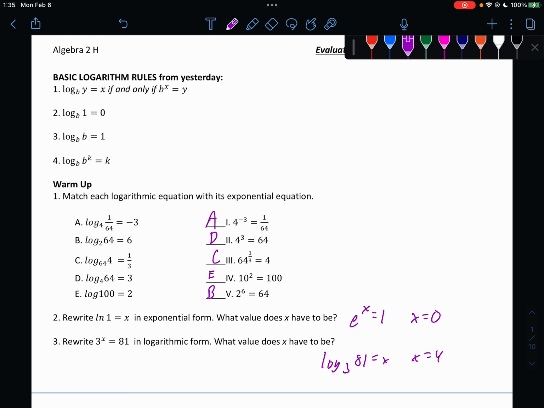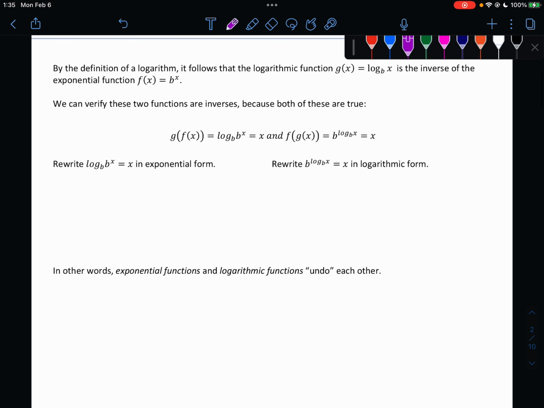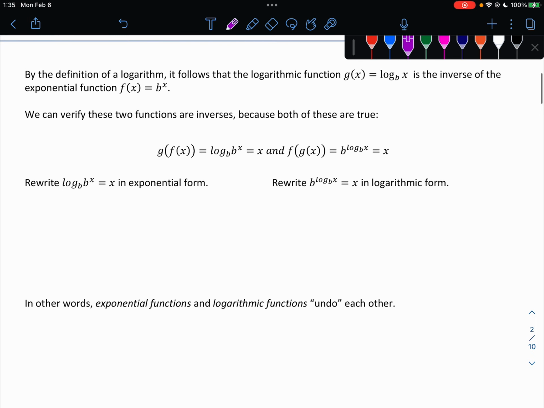Okay, so now let's talk about what we learned yesterday, the definition of logarithm. If we convert from logarithm to exponential, that would be our function. Okay, and they are inverses of each other. We can verify these 2 functions are inverses because both of the following are true that we learned yesterday. Log base b of b to the x is x, and b to the log base b of x is x. How do we know that?